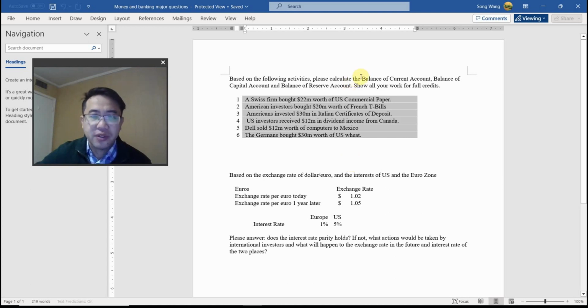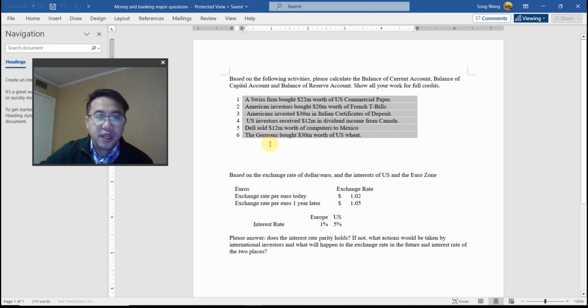And your job is to get the balance of the current account, balance of the capital account, and balance of the reserve account. So these 3 accounts together should add up to 0 as the basic rule of accounting in the balance of payment calculation. So let me just pull out the key here.